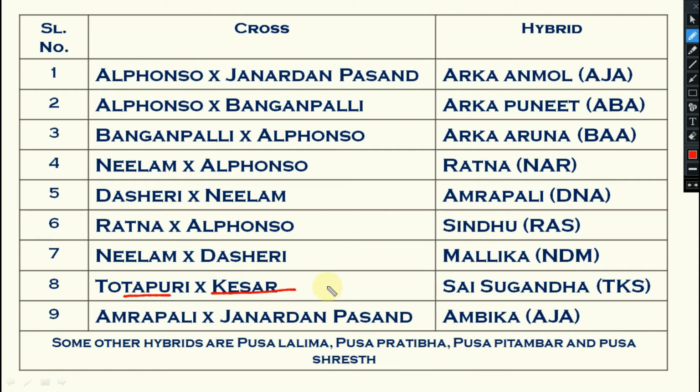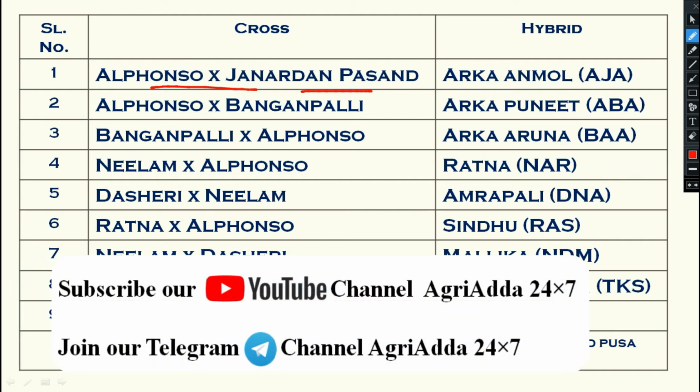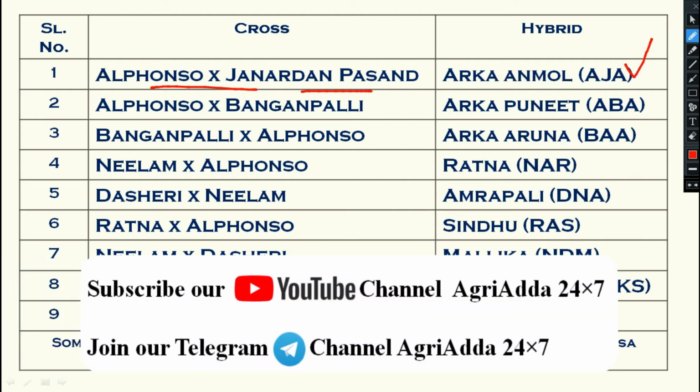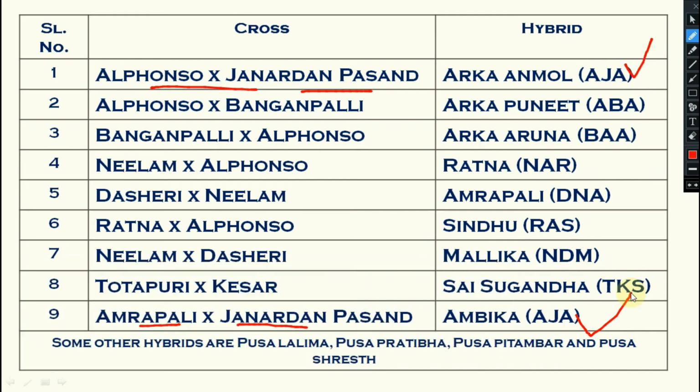Okay, then you see the Ambika, AJA. Ambika, this is a cross between your Amrapalli and Janardhar Pasand. Okay, Alfonso and Janardhar Pasand, that is your Arka Anmol. But Amrapalli and Janardhar Pasand, that is your what? Ambika. This is also AJA. Try to remember, if possible. You see, now you take the screenshot and you can remember it every time. Very, very important.